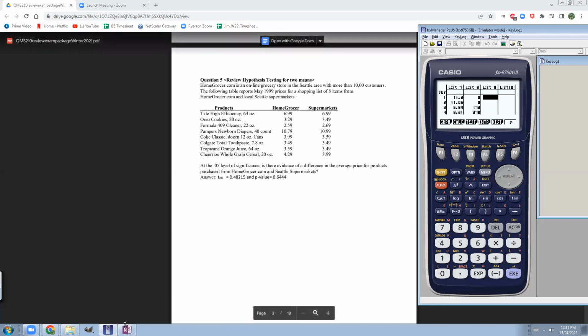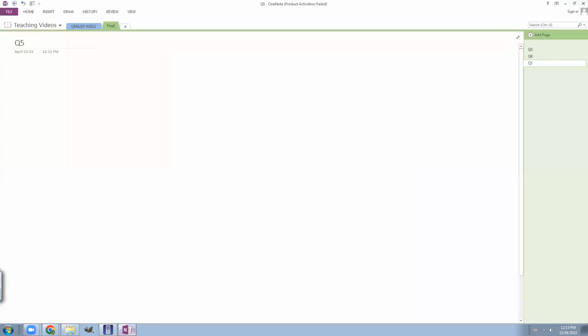So they want to know, is there evidence of a difference? In other words, is the mean difference equal to 0, meaning there's no difference, or is the mean difference not equal to 0, meaning there is a difference? This is the alternative hypothesis, and this is the null hypothesis. And we have to calculate the difference. We have to subtract our 2 columns in order to get the differences, and these differences are what we're going to enter on our calculator.